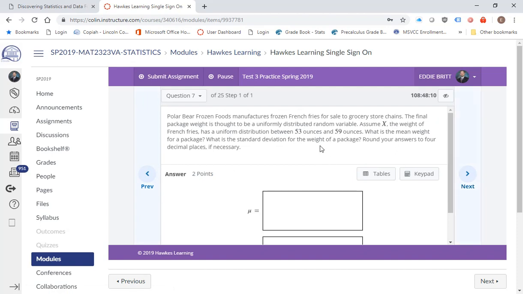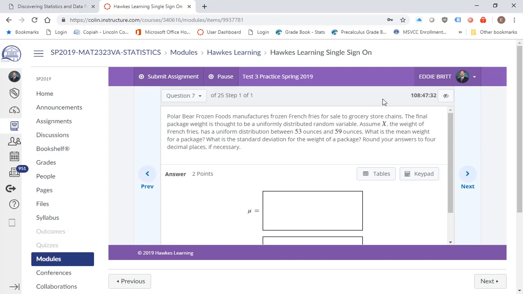All right. So here, this looks like a uniform distribution problem. Polar bear frozen foods, manufacturers frozen French fries. The final package weight is thought to be a uniformly distributed random variable. Assume X, the weight of the French fries, has a uniform distribution between 53 ounces and 59 ounces. What is the mean weight for the package? What is the standard deviation for the package? Round your answers to 4 decimals.